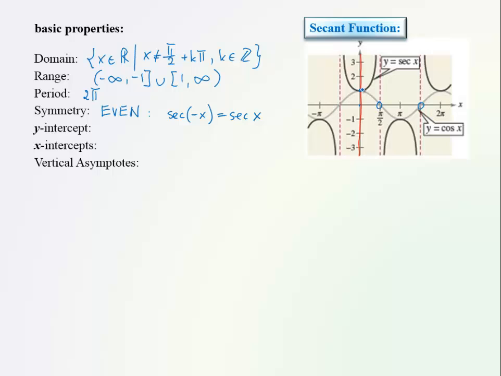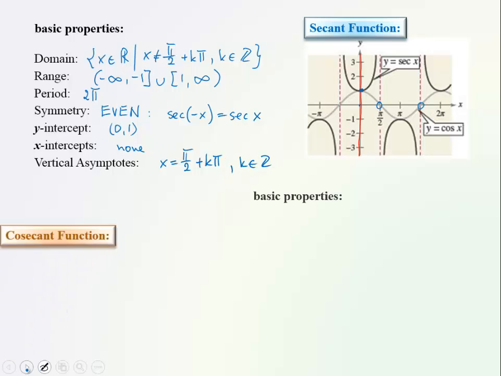Y-intercept: there is one at 0, 1. X-intercepts: none. There are no x-intercepts. Vertical asymptotes happen at those points that are out of the domain. So any line with the equation x equals pi half plus k pi is a vertical asymptote for k being an integer.